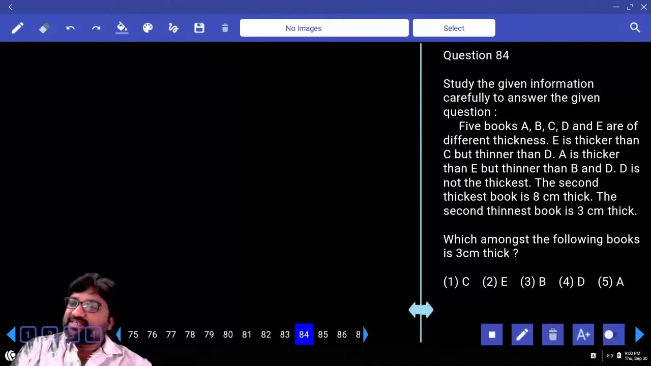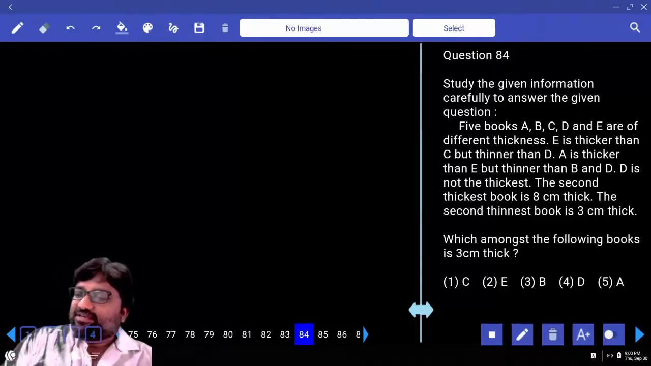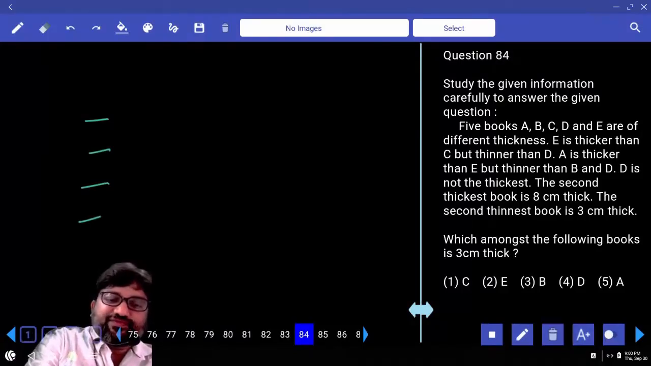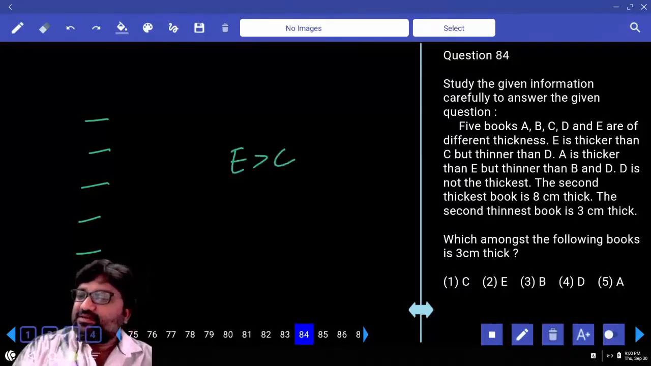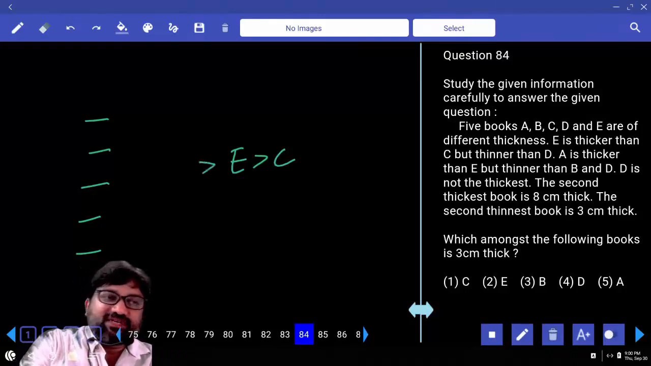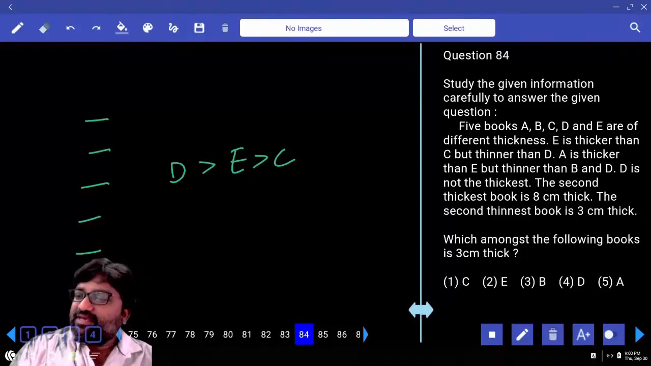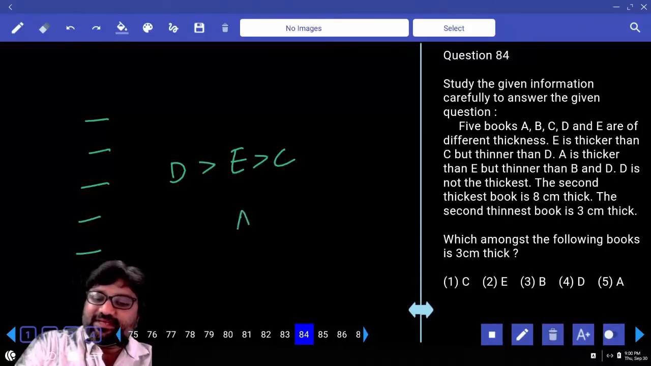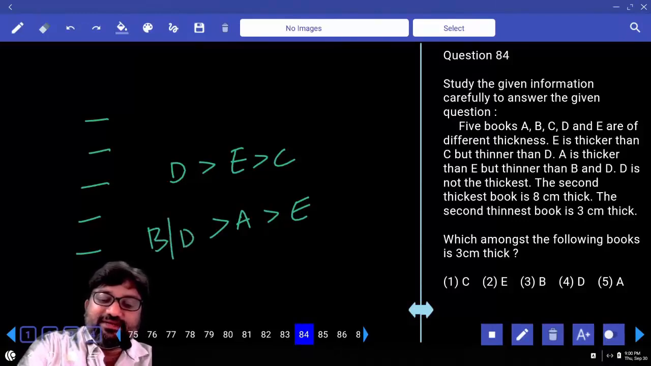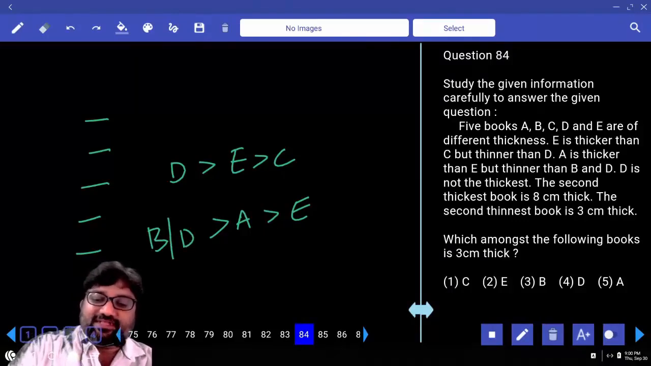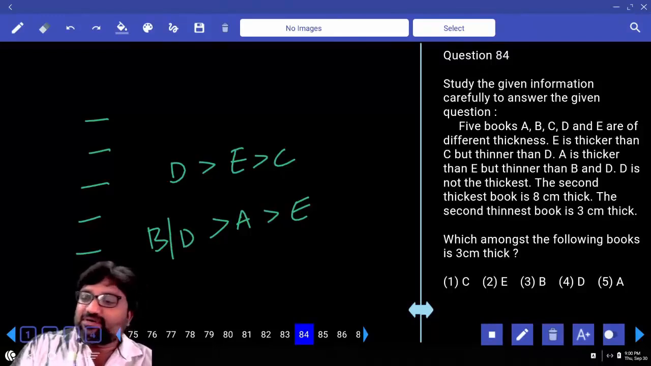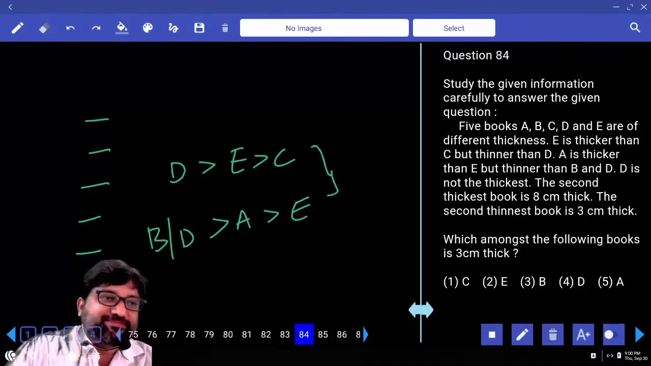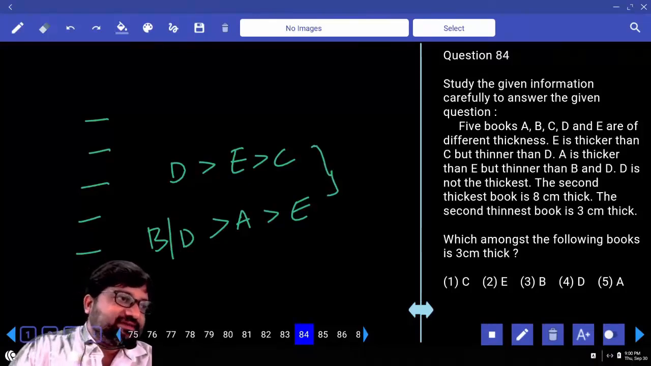5 books, A, B, C, D and E are of different thickness. 5 books, 1, 2, 3, 4, 5. E is thicker than C. E is thicker than C, E is greater than C. But thinner than D. E is thinner than D. A is thicker than E, but thinner than B and D. Thinner means less, than whom? Than B and D. So after D, A should come, after A, E should be. Right? If you link these two, this A is between D and E.